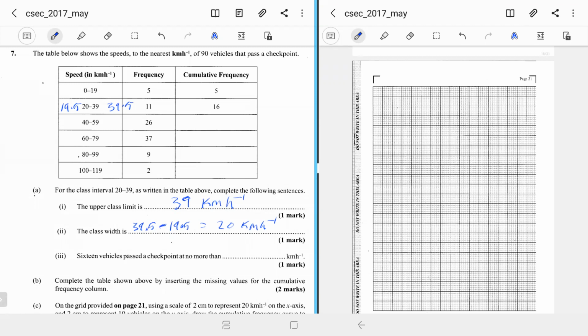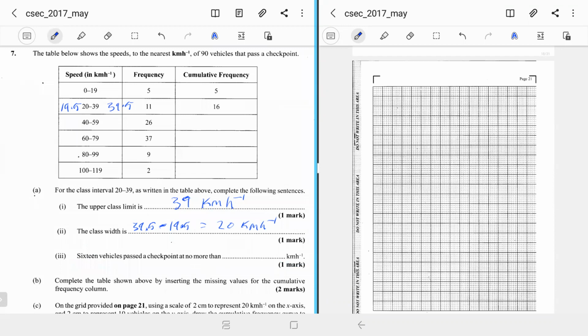Next one says 16 vehicles pass the checkpoint at no more than what? It's in the information. 16 vehicles pass the checkpoint at no more than what speed? See the kilometers per hour. No more than how much?